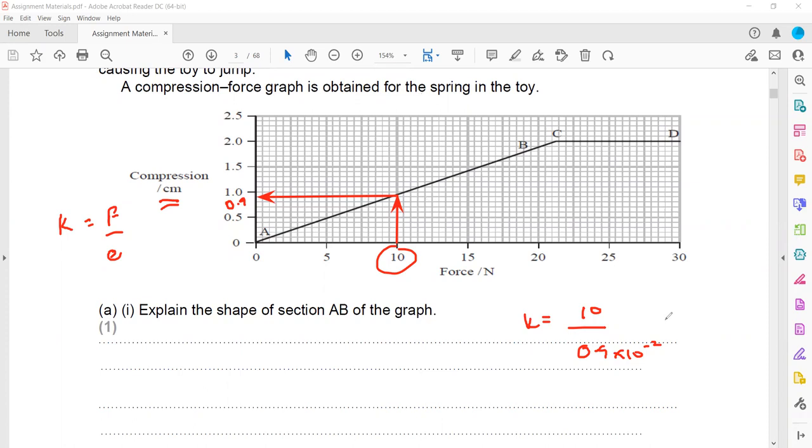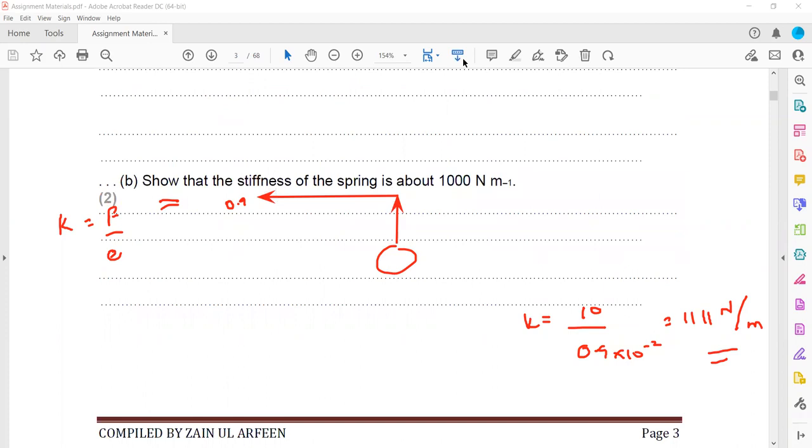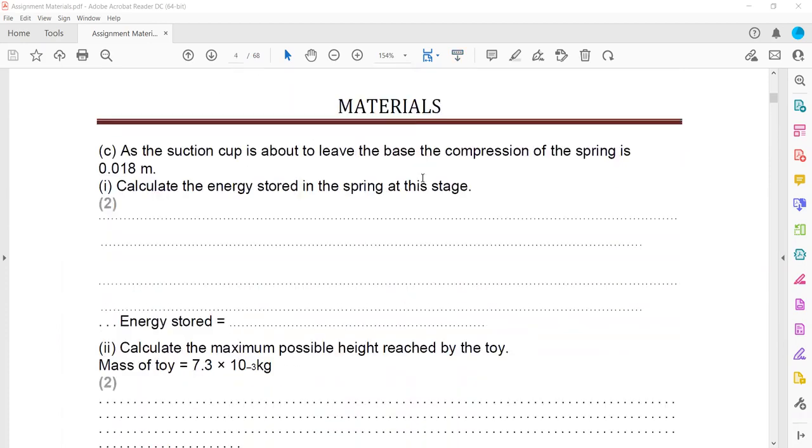In the question they're saying we have to show it's about 1000. So 1111 Newton per meter is about 1000 Newton per meter, because that's what we have to show, that the stiffness is about that. It's not the same number, it's about that.